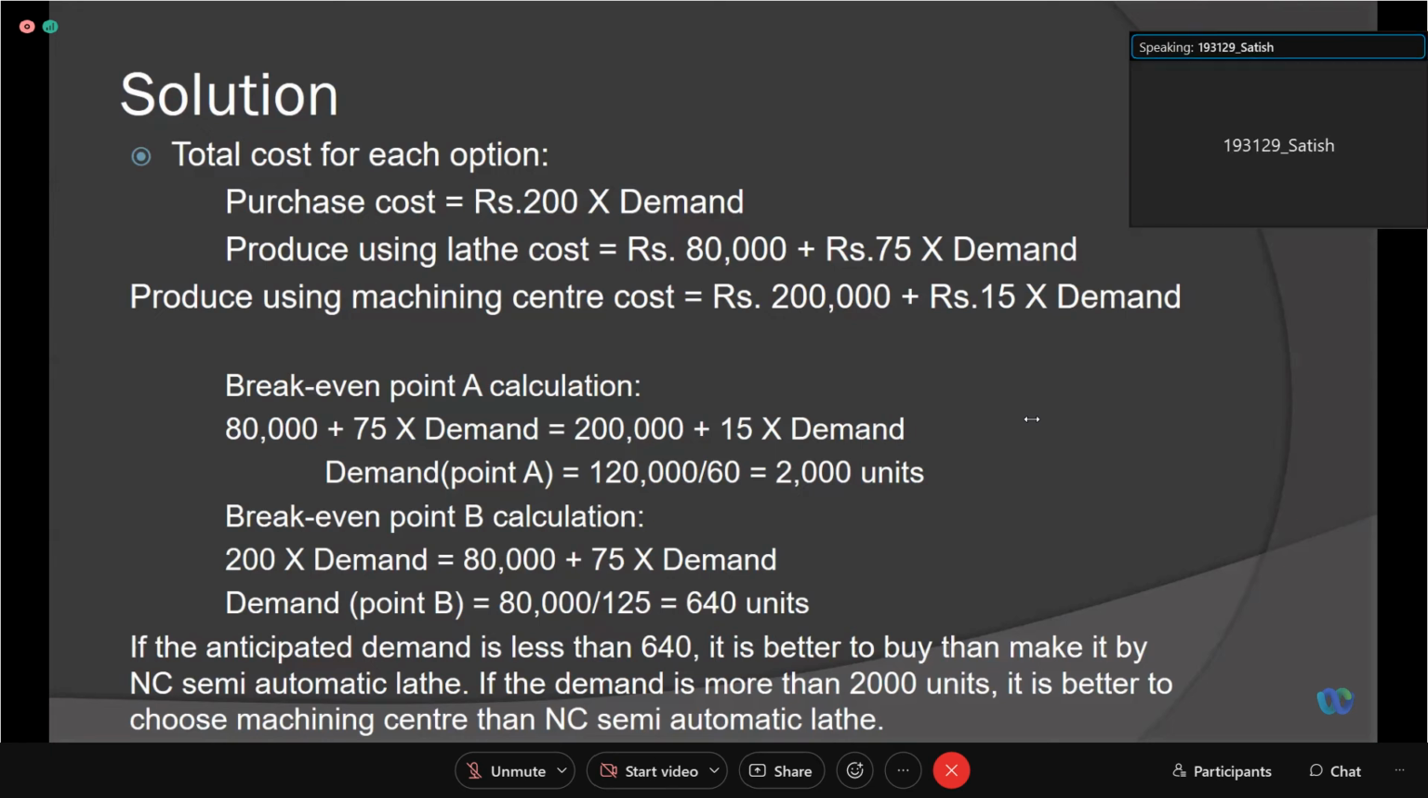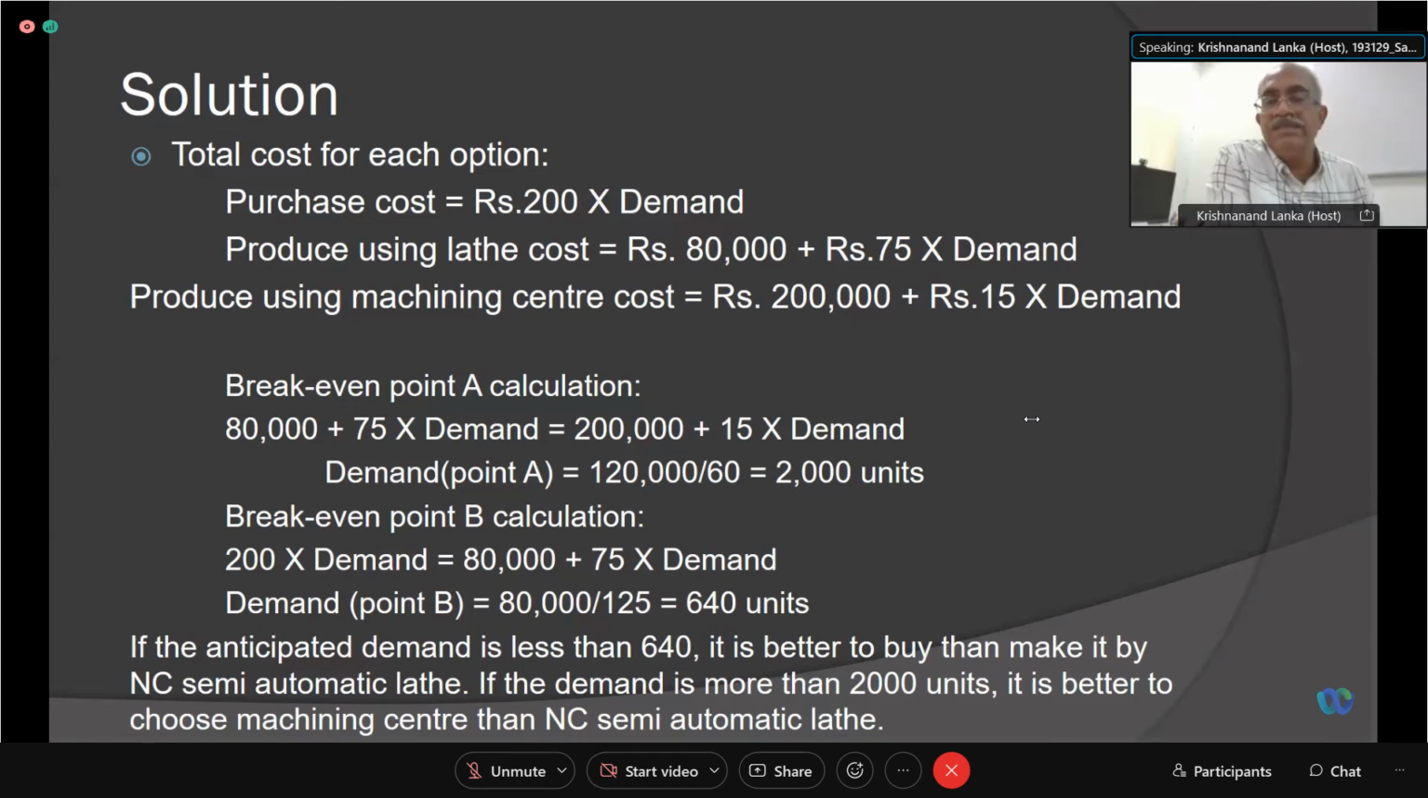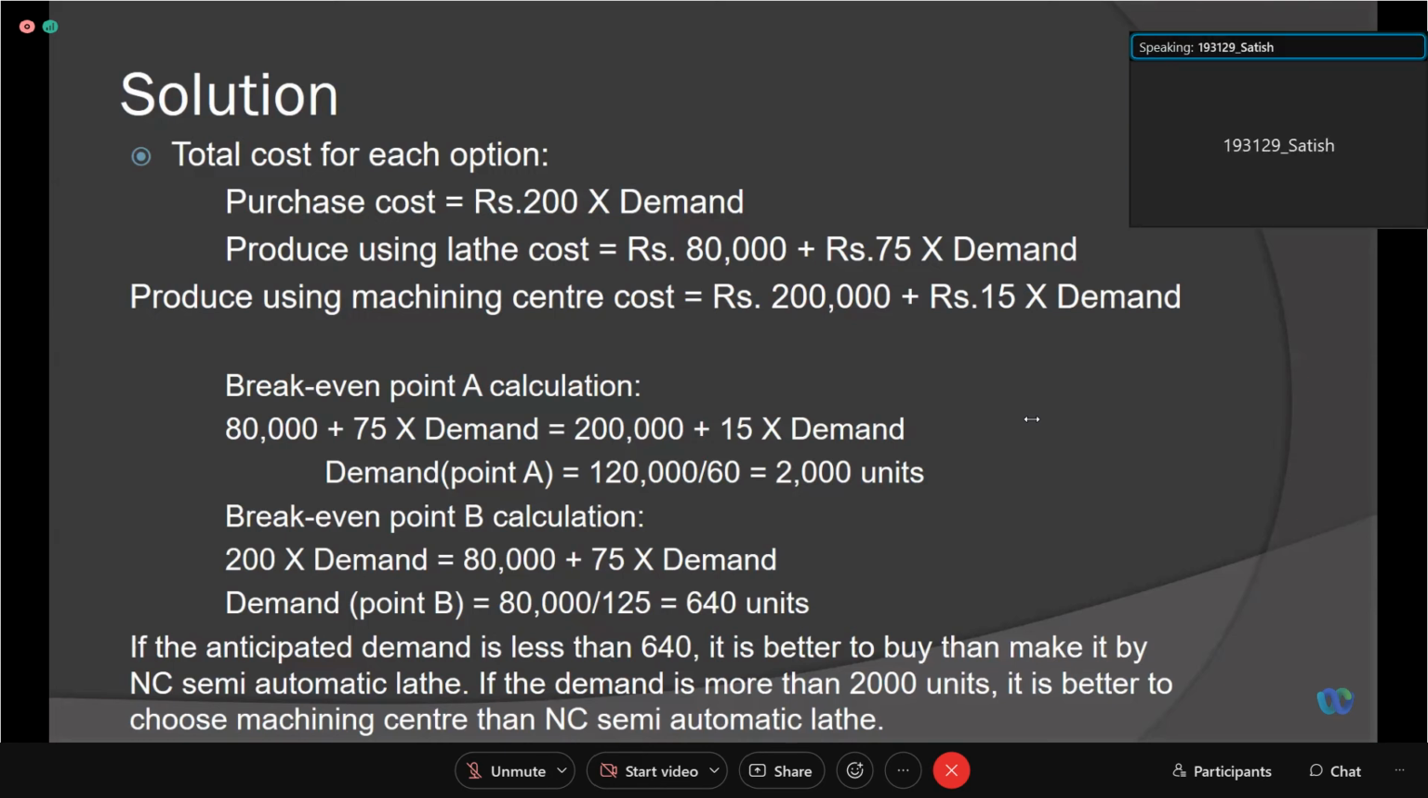Sir, less than 640 means trading is the best option, no, sir? You are becoming basically a trader, right? Yes, sir. So you are not going to set up any manufacturing unit. But if the demand is more than 2000 units, it is better to choose a machining center than a semi-automatic. So if the demand is between 640 and 2000, what is the best option? Lathe. Yeah, NC semi-automatic lathe.